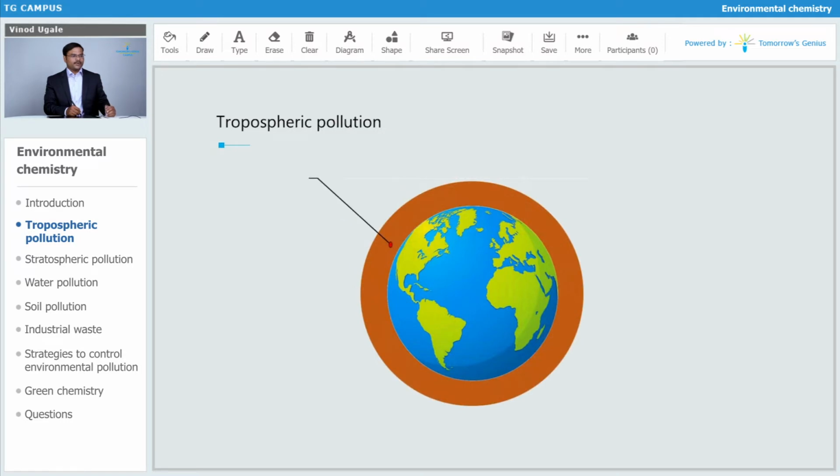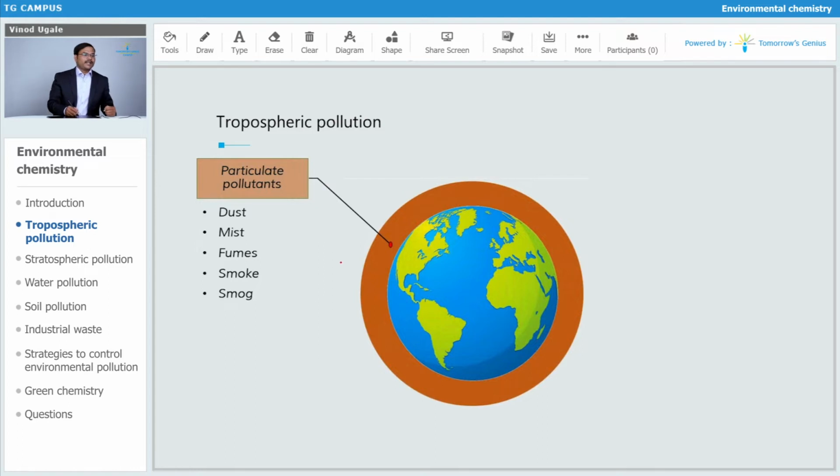Earth, this is our troposphere. Troposphere is polluted either by particulate pollutants or by gaseous pollutants. So particulate pollutants are dust, mist, fumes, smoke and smog. We are going to study in detail how they affect our troposphere.